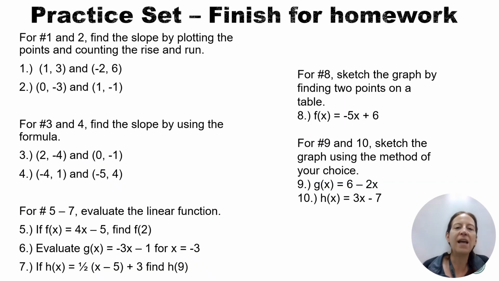Here's the practice set. You're going to finish this for homework. So for 1 and 2, I want you to find the slope by plotting the points and counting. So I want you to get that off the graph. For 3 and 4, I want you to find the slope using the formula. So we want to be able to do both ways. You can check one way with the other way, if you want. For 5 through 7, do the evaluation. For 8, sketch the graph by finding 2 points on the table. And then for 9 or 10, you're free to sketch the graph however you want.